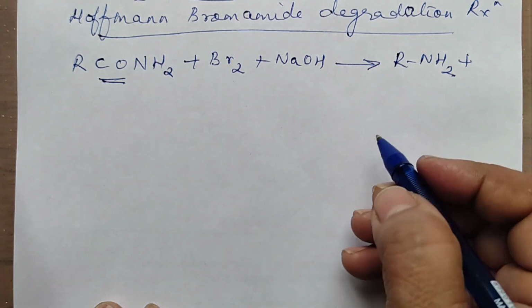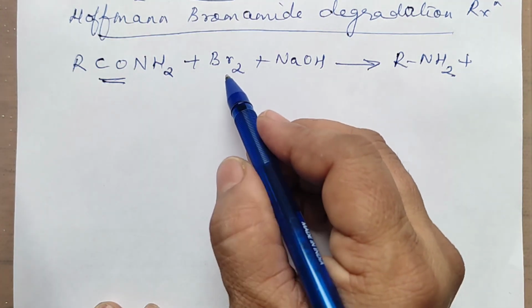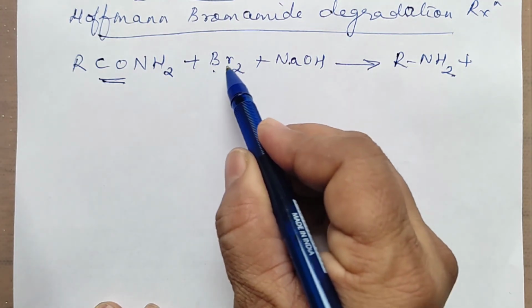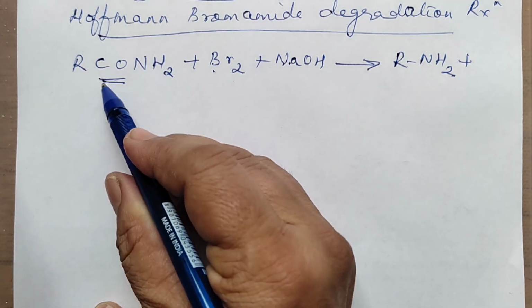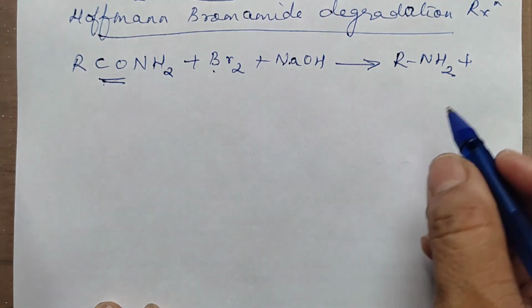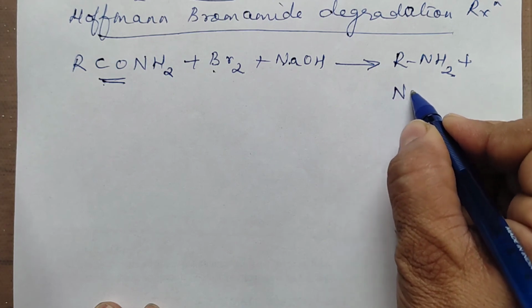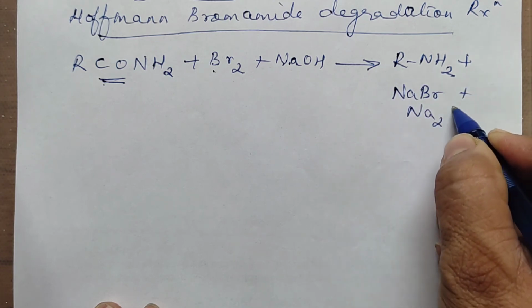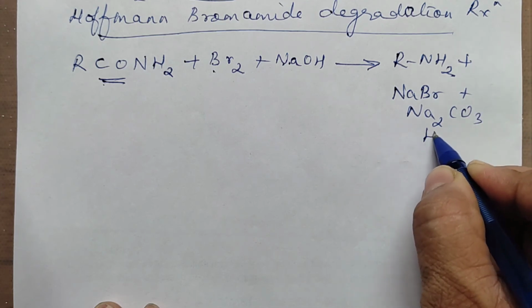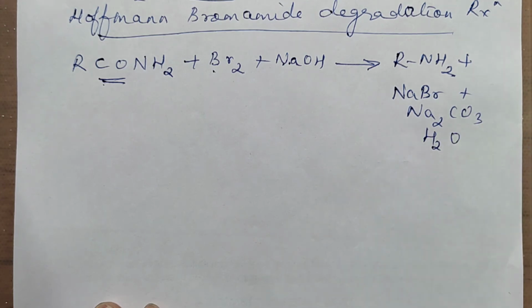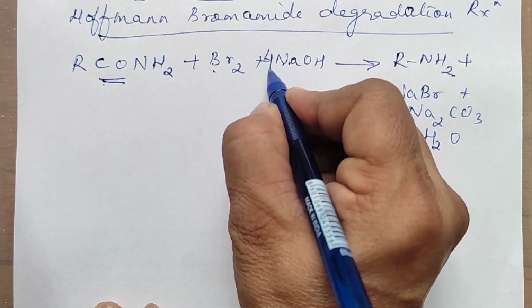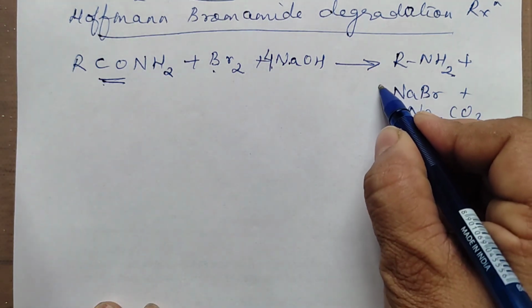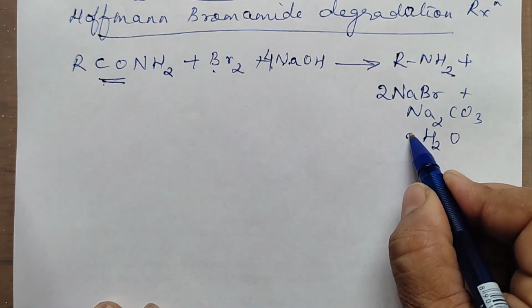So how will you remember the product? One product will be Na with Br, another product will be Na with this carbon. It will form a carbonate salt plus water. So you will write down the products as NaBr plus Na2CO3 plus water. And if you want to balance this equation, it will be 4 NaOH over here, it will be 2 NaBr and 2 water molecules.